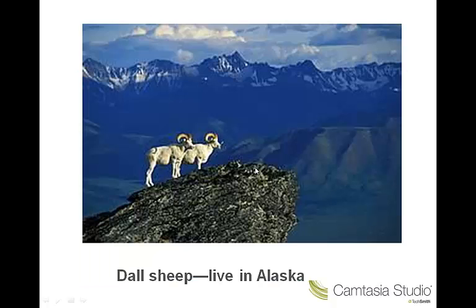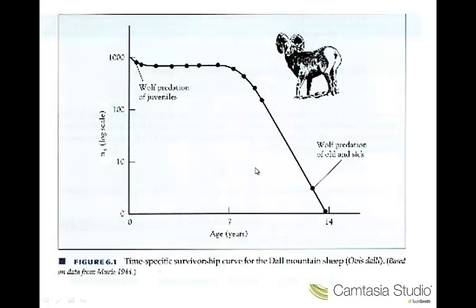Here's a Dall's sheep. These are beautiful animals that live in Alaska. Here's their type of growth curve, and I want you to tell me tomorrow if this is type 1, type 2, or type 3. You can see that they actually stay fairly stable for a long time. For about 7 years there, the population of that cohort remains stable, and then they start to die off later from wolf predation, old age, and sickness.